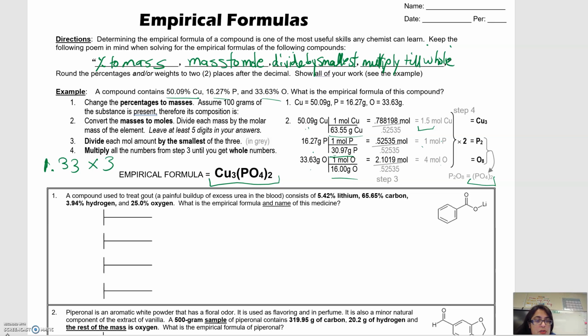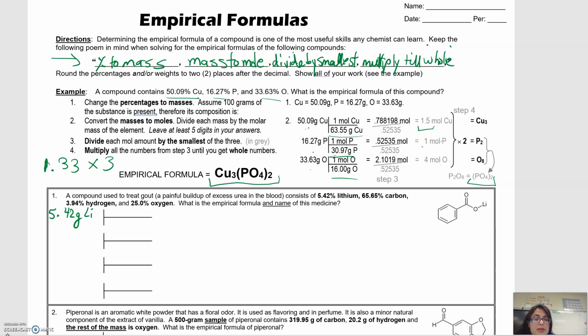We're going to take these percents and put them down as grams, just like this rule right here says, percent to mass: 5.42 gram of Li. And we're going to write them down just the way they're given to us, okay? You're not going to start out with carbon first.